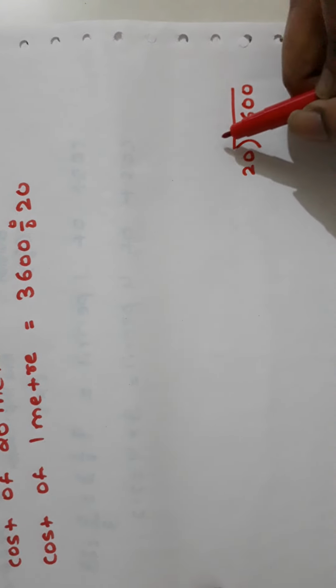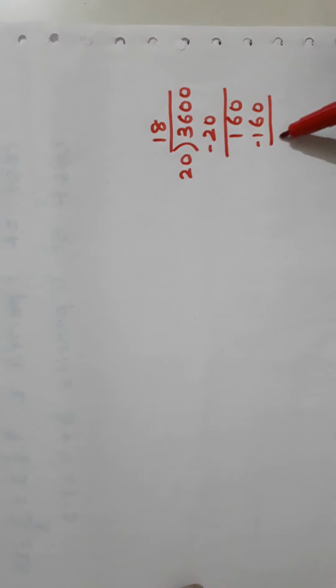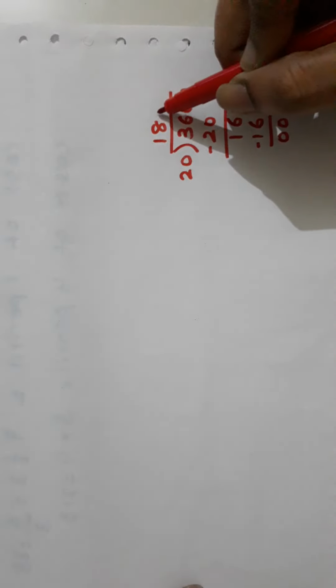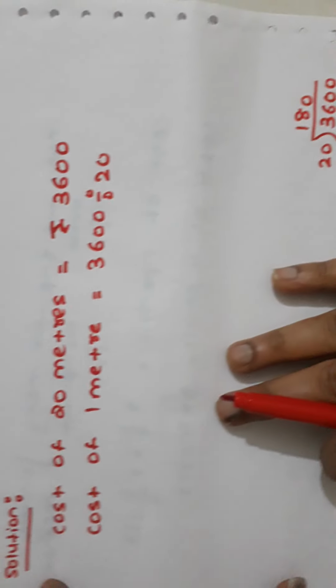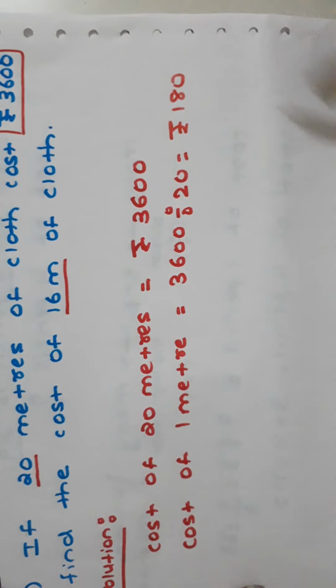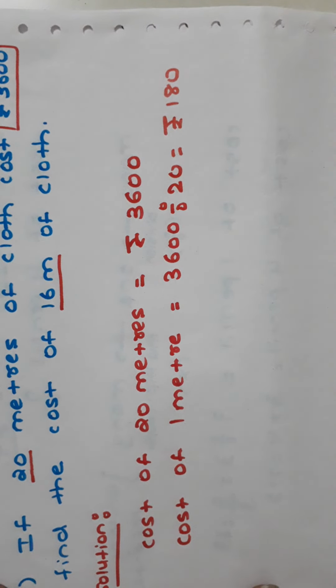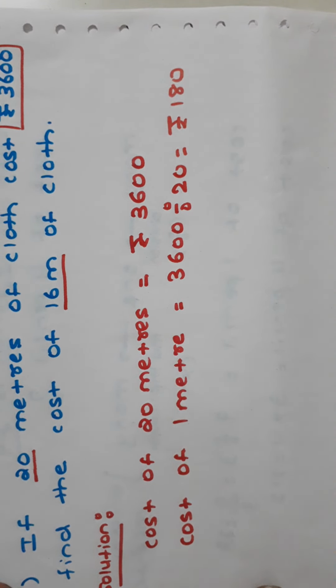3600. 20 ones are 20. 20 eights are 160. And this 0 we will carry over. So the answer is 180. Rupees 180. So that means the cost of 1 meter of cloth is rupees 180. Now with the help of the cost of 1 meter, we will find the cost of 16 meters.